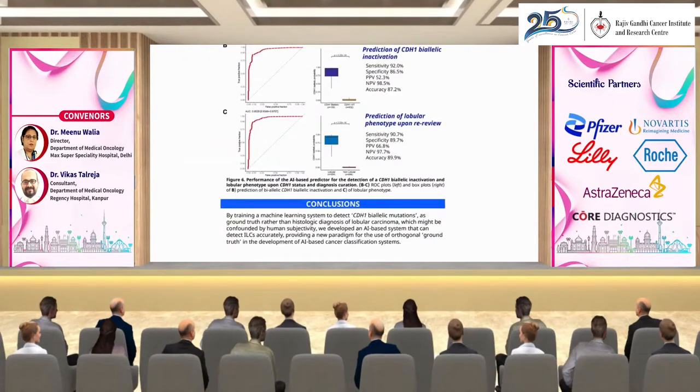So they concluded that by training a machine learning model to detect CDH1 biallelic mutation as ground truth rather than histologic diagnosis of lobular carcinoma, which might be confounded by human subjectivity, they developed an AI-based system that can detect ILCs accurately, and provide a new paradigm for use of orthogonal ground truth. So that was their conclusion. However, we should understand that all this is in a research setting, and these are not in diagnostic use.